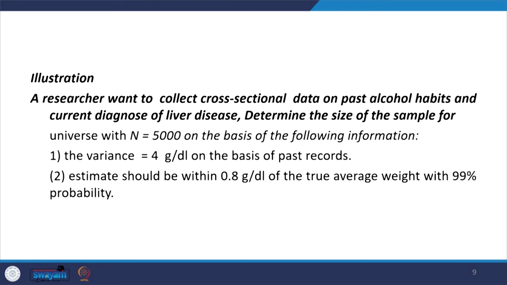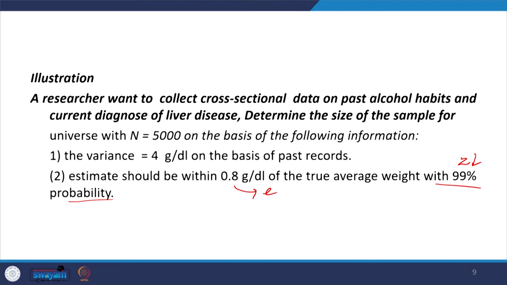Given the information that the variance is 4, the standard deviation is square root of 4, that is 2. On the basis of past record, the variance of the distribution is given as 4. Our estimate should be within 0.8 margin of error of the true weight with 99% probability. So, the G value is for a confidence level of 99%, and the margin error E is this much, 0.8, and our capital N is given.